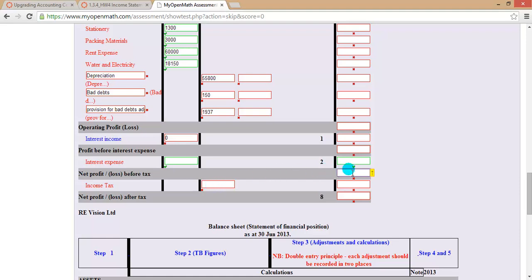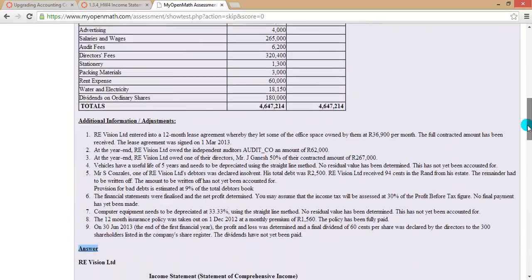All we know is it's going to be that figure multiplied by 30%. So we can say multiply by 0.3. And we're still waiting to figure out what that figure is. So we'll get back to that one. Alright, then information number 7.